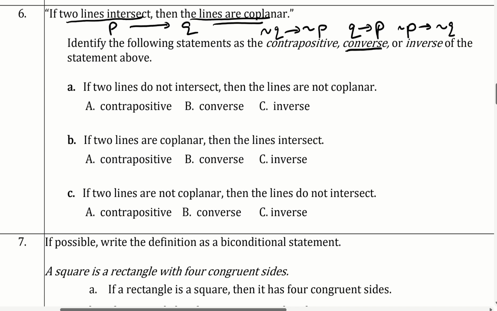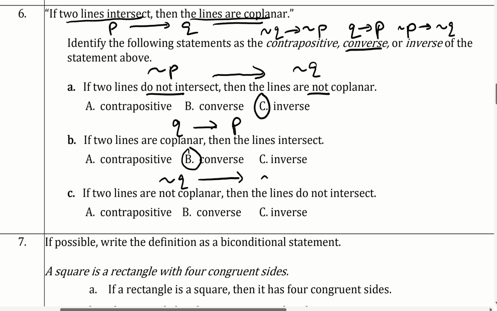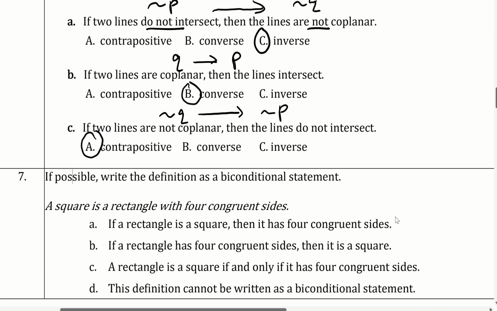So number 6A, we have if two lines do not intersect, that sounds like not P. Not coplanar, that sounds like not Q. So it looks like this is an inverse. So we got C for inverse. It says if the two lines are coplanar, that sounds like Q. Then the lines intersect. So that sounds like P. So that's a converse. And then if two lines are not coplanar, so not Q, then they do not intersect. That's the contrapositive. All right, so that's number 6.